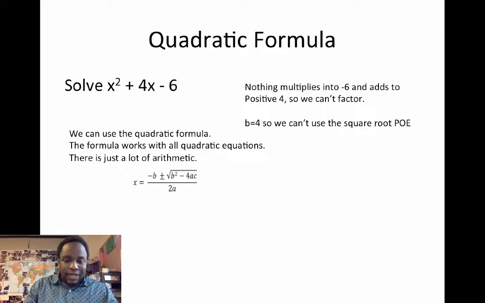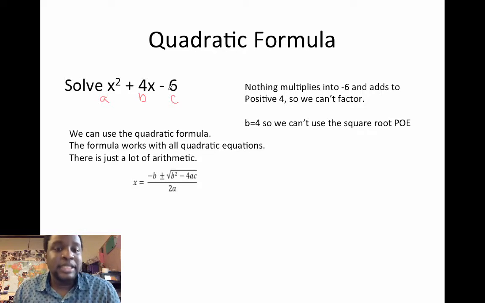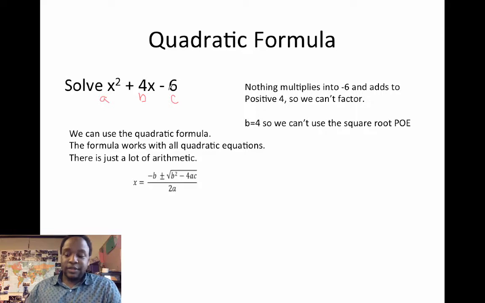So the quadratic formula is x equals negative b plus or minus the square root of b squared minus 4ac, all over 2a. Remember, a is the coefficient in front of the x squared, b is the coefficient in front of the x, and c is the integer as the last number. It doesn't have a variable with it. It's the constant.